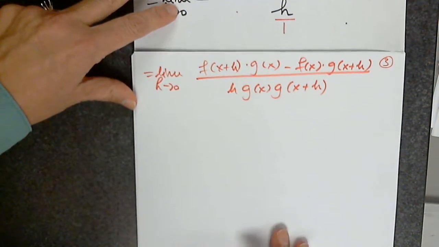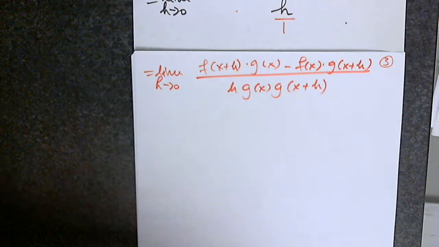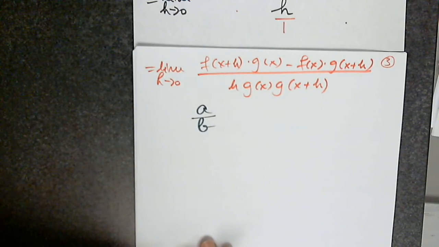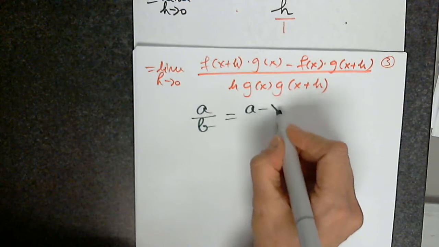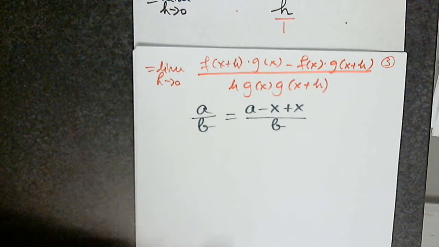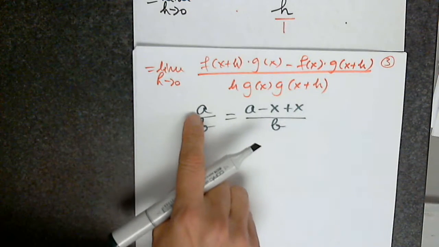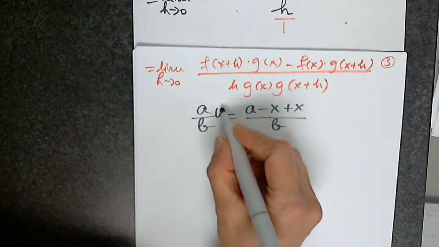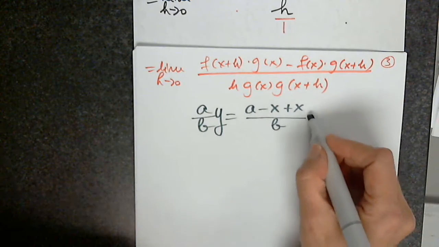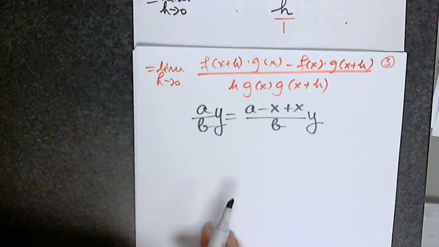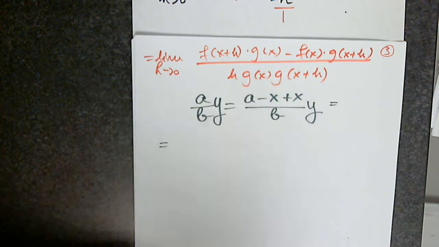I have a question before we proceed. If I have, let's say, a over b, could I write a minus x plus x over b? Is that okay? Because negative x plus x will give us 0. So if you want, I'm adding 0 to a in the form of negative x plus x. Would you agree? Let's say I also have a y in here. So then I have a minus x plus x over b times y. So far, so good? Okay.